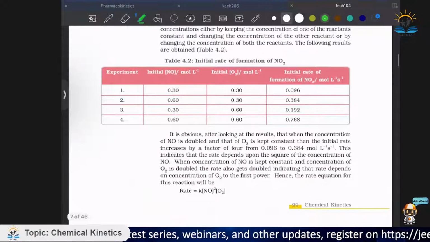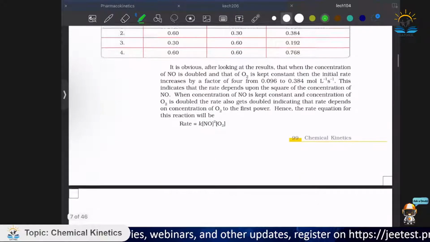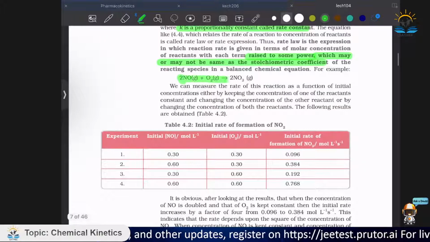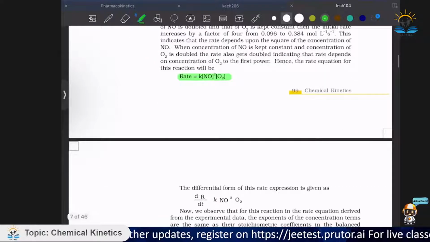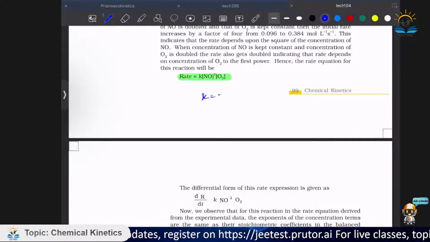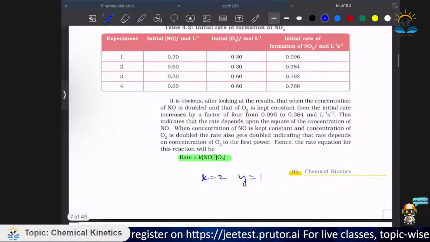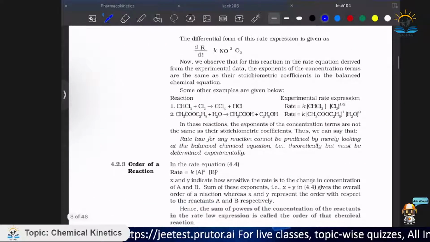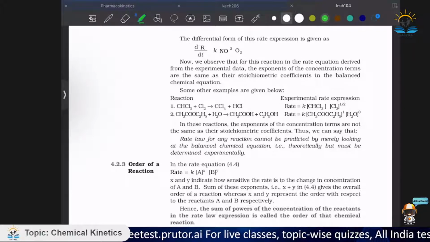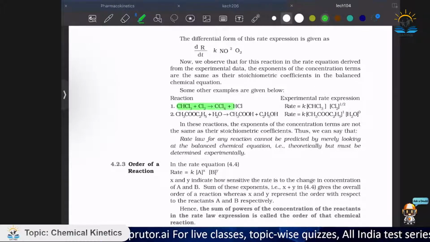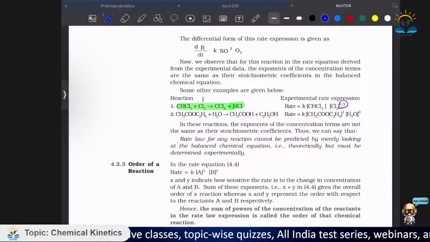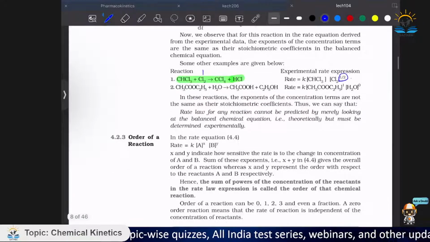Then the initial rate of formation of NO2. For this equation they have defined x to be 2, y to be 1. Here it matches their stoichiometric coefficient, but there are examples where it doesn't. For example, look at this one. Here the stoichiometric coefficient of chlorine is 1, but the power to which it is raised is 1 by 2. So it may or may not be the same.